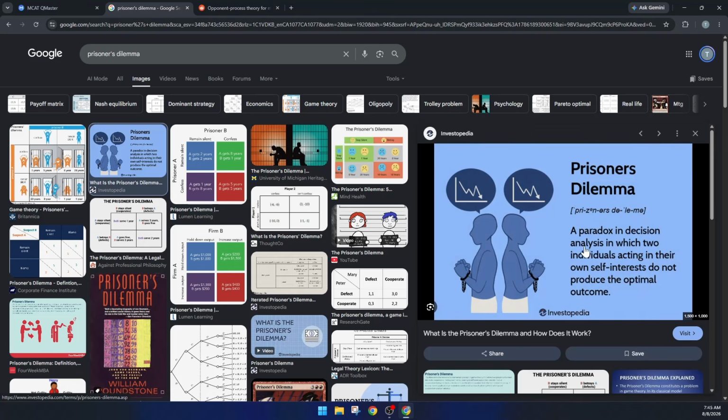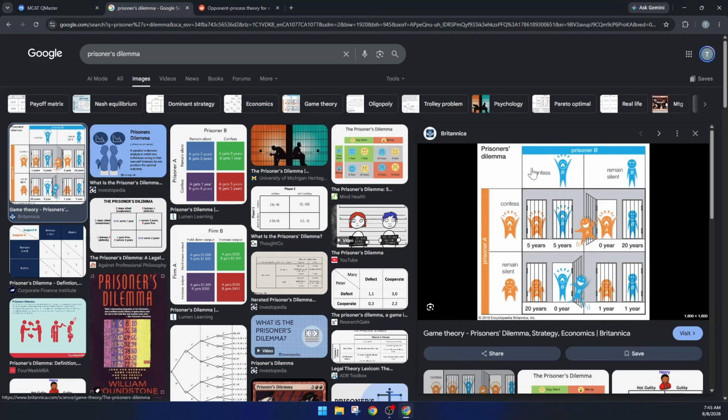It's a paradox in decision analysis in which two individuals acting in their own self-interest does not produce the optimal outcome. So prisoner A could confess, get 5 years. Prisoner B could confess, get 5 years. Prisoner A can get 0 years if they confess, and prisoner B could remain silent but get 20 years. If both of them remain silent together, they'll get 1 year, 1 year. And so that reduces the amount they have to stay in prison, both of them, only 1 year, right?